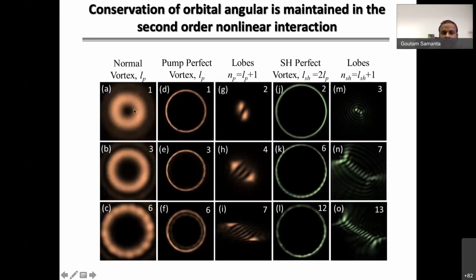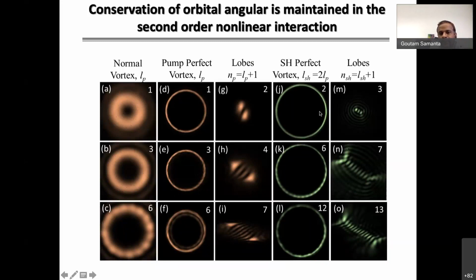So if you do it, in the case of a linear vortex, a normal vortex beam, we can see that the intensity variation looks like this. But in the case of the perfect vortex, you can see the size is almost the same for all orders, and the lobe structure gives the order of the perfect vortex. You can see that the orders are 6, 3, and 2.